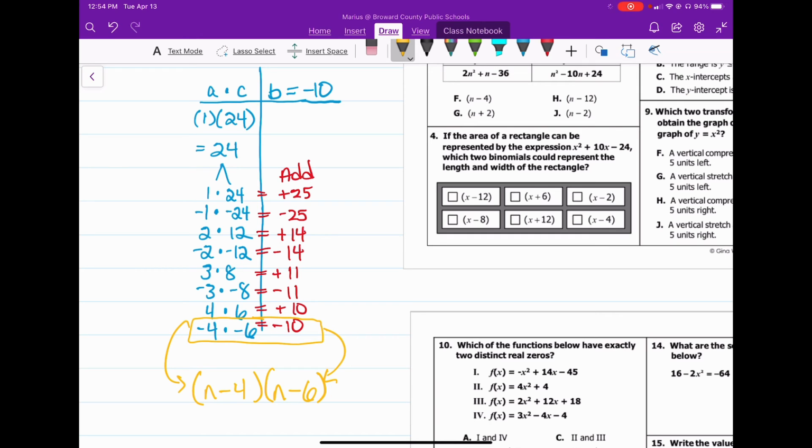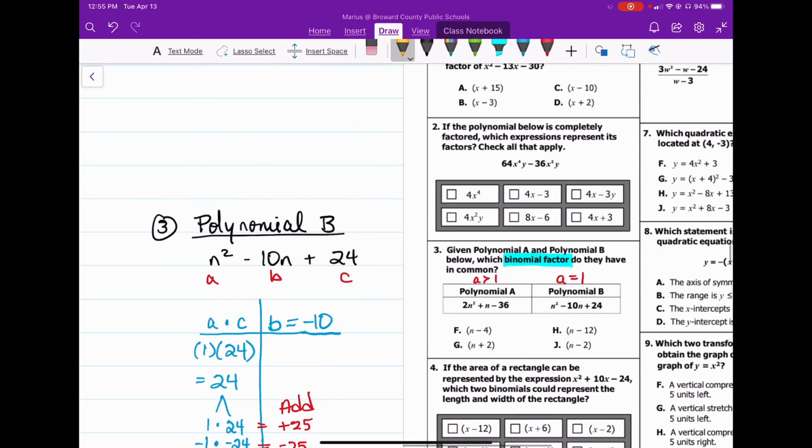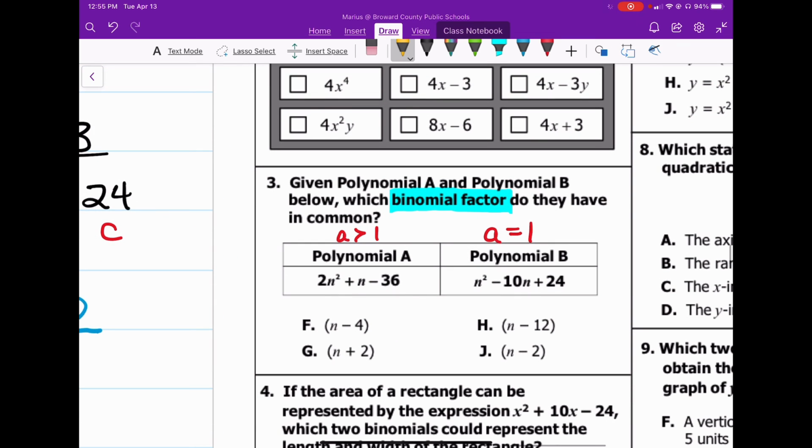Now that we've determined what the factors are, we're going to write the factors of this polynomial next to the question. So back to number 3. The factor pairs for polynomial B were n minus 4 and n minus 6. Now, one of these factors is the same as one of the factors for polynomial A. So if we look at our answer choices and figure out which one of these factors is the answer choice, we'll have our answer.